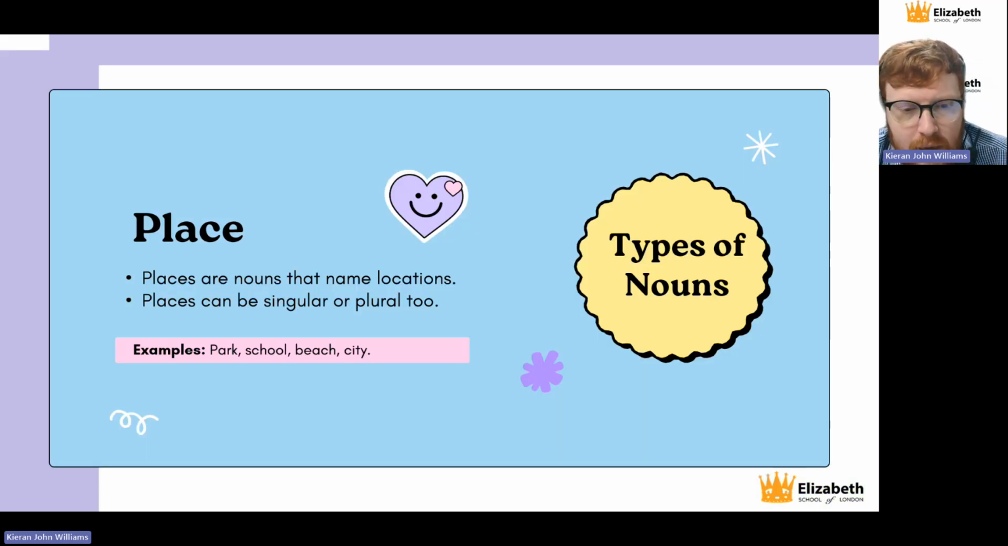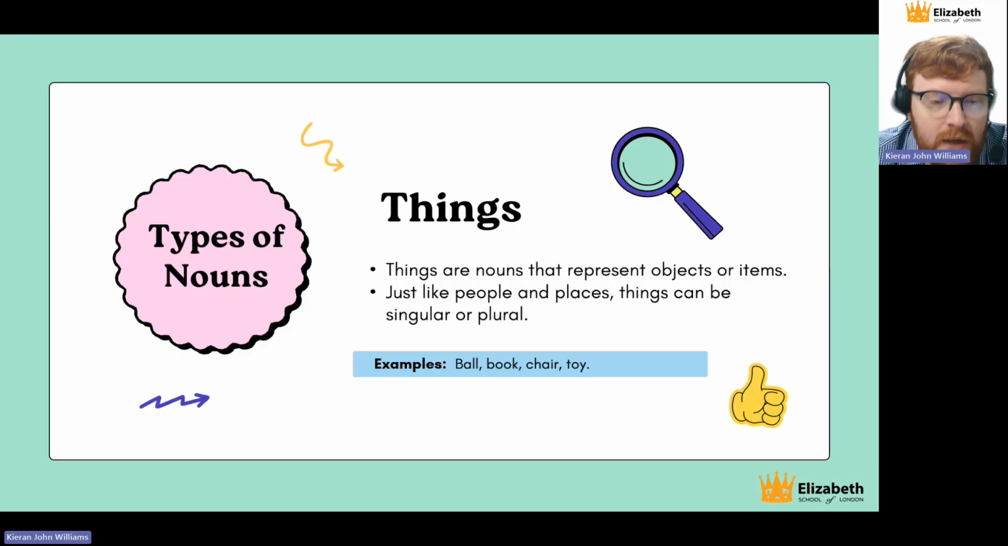The next one we have are place nouns. These are words which refer to locations. These can be singular or plural as well. So we've got park or parks, school or schools, beach or beaches, or city or cities. There are lots of other examples that we can think of when it comes to place nouns.